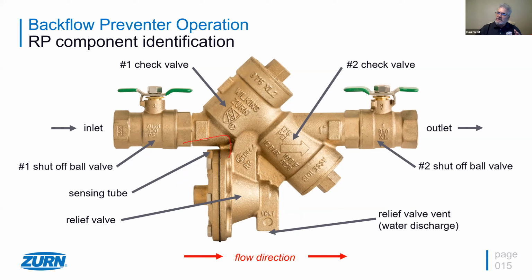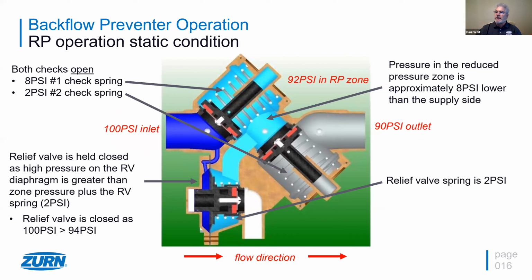I just want to point out one real important feature that a lot of people don't realize: right in this area of the backflow preventer, there's a sensing tube. All RPs have this, and it's very important to understand because we're going to identify it in the next couple of slides. Its function is that it takes the high pressure coming in the inlet and puts it on the backside of this diaphragm, which closes this relief valve. When we get into the operation on the next slide, we're going to identify these components again.